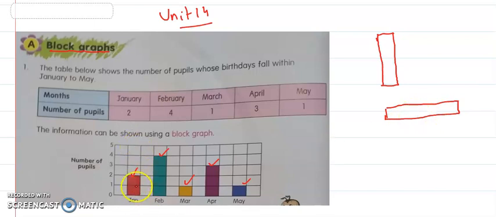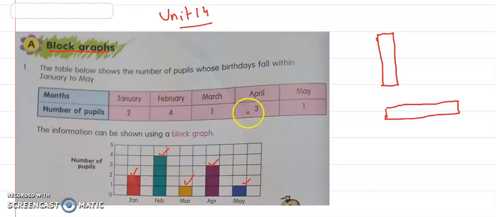So we can draw them horizontal as well as vertical to show the number of the pupils. Like in January there were two students, so this block height is telling us that. You can see this is a block in red color for January. It is showing that there are two students whose birthday is in the month of January. In February, there are four students whose birthday is in February. In March, there is one student whose birthday is in March.